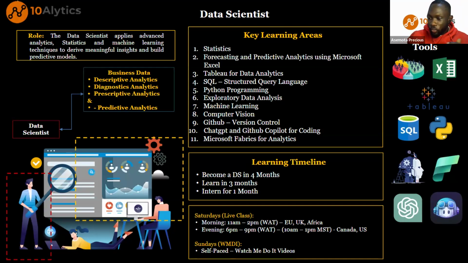So there's a way we can start to learn this from the very simplest problems. Now let's look at who a data scientist is, the functions of a data scientist, and how we can become a data scientist ourselves. A data scientist applies advanced analytics, statistics, and machine learning techniques to derive meaning and insight, and build predictive models.